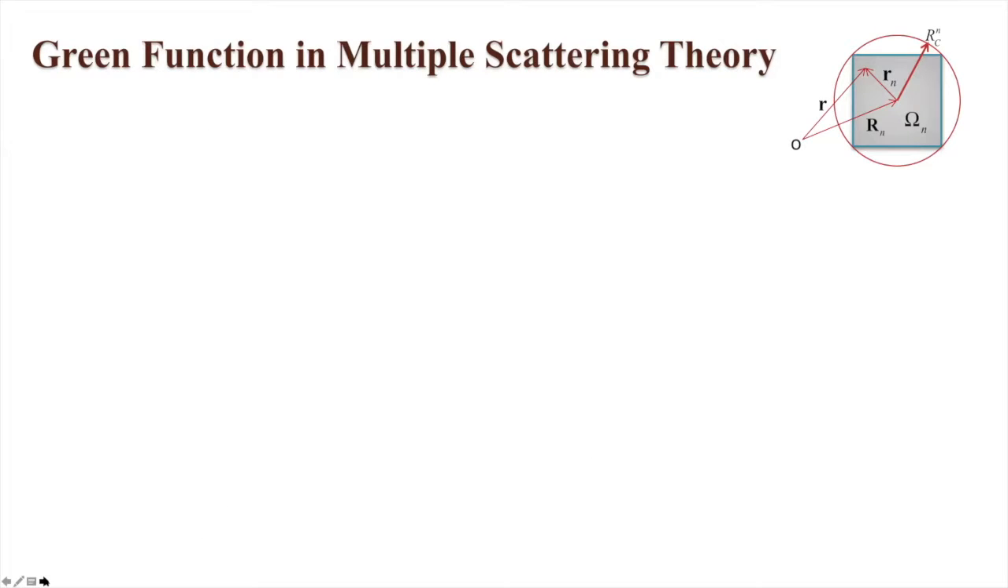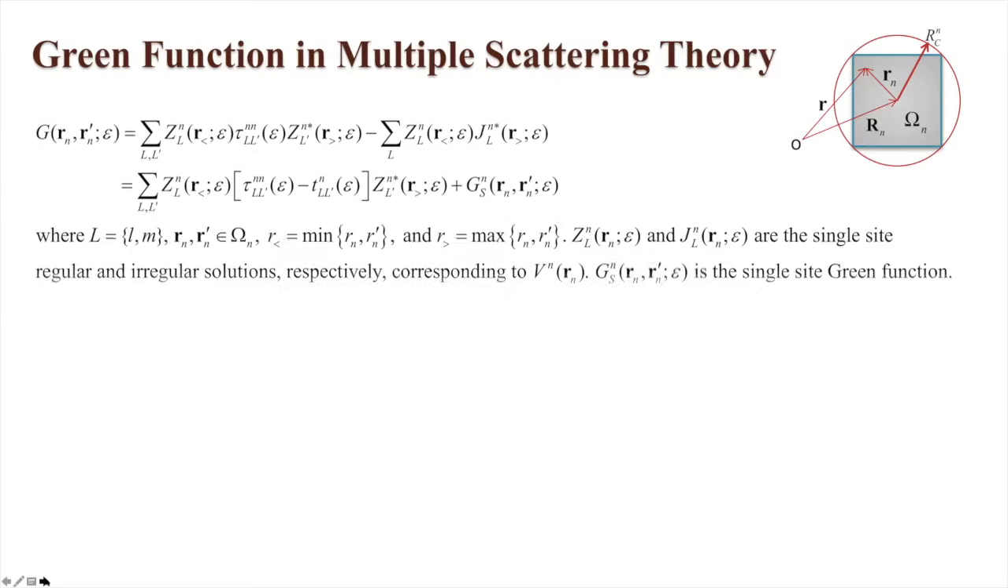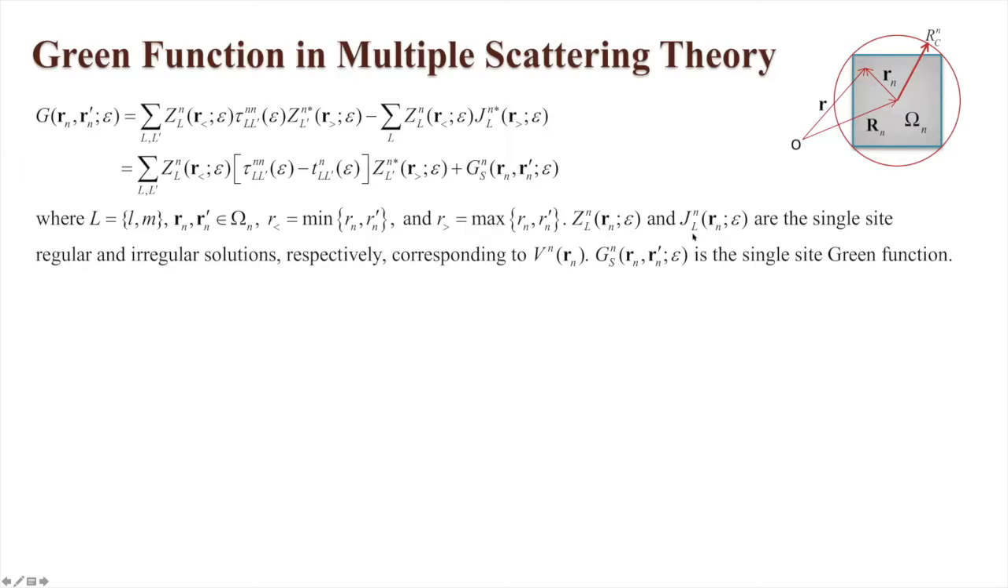Okay, so how do we write down the Green's function? Given a little region of space, I want to calculate the Green's function within that region. The formula is given right here. The Z here is a function of the single-site solution. It's a single scattering solution. The tau here is the multiple scattering matrix. So this is basically the first expression. It tells how to write down the Green's function of this multiple scattering problem.